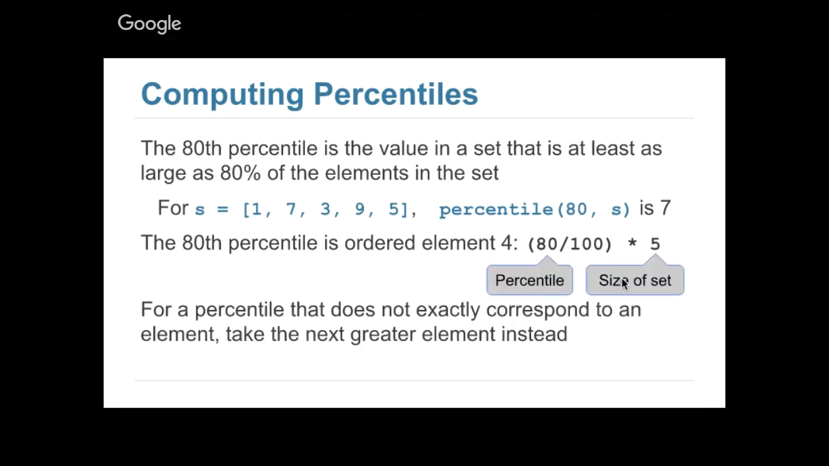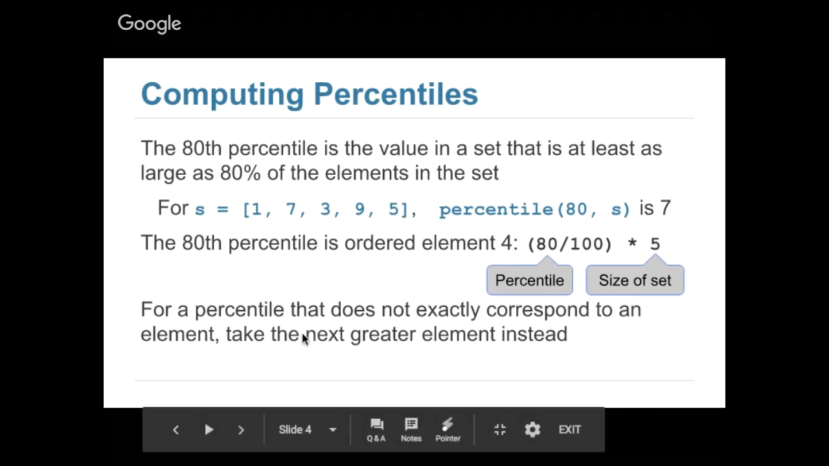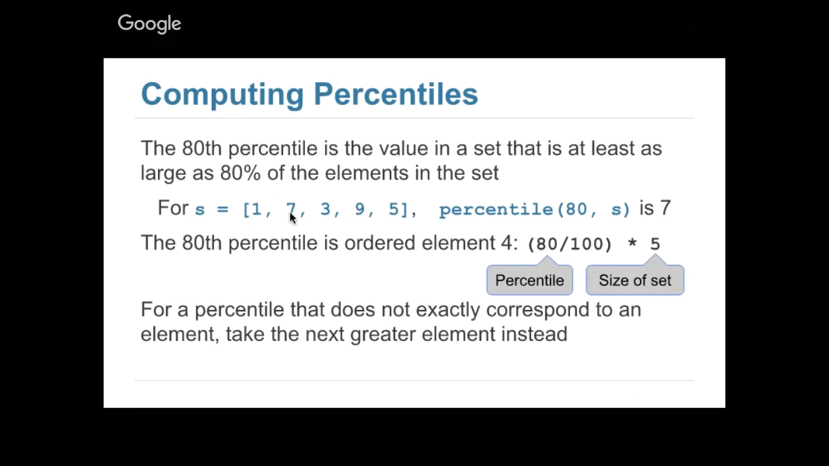If we ask instead for, say, the 81st percentile of my set, it does not correspond to any one particular element. So what we do is compute that, and take the next greater element. So the 81st percentile will be 9, but the 80th percentile will be 7. That's because, according to our definition, 9 is the only number in this set that is at least as large as 81% of my elements. 7 is only as big as 80% of my elements.